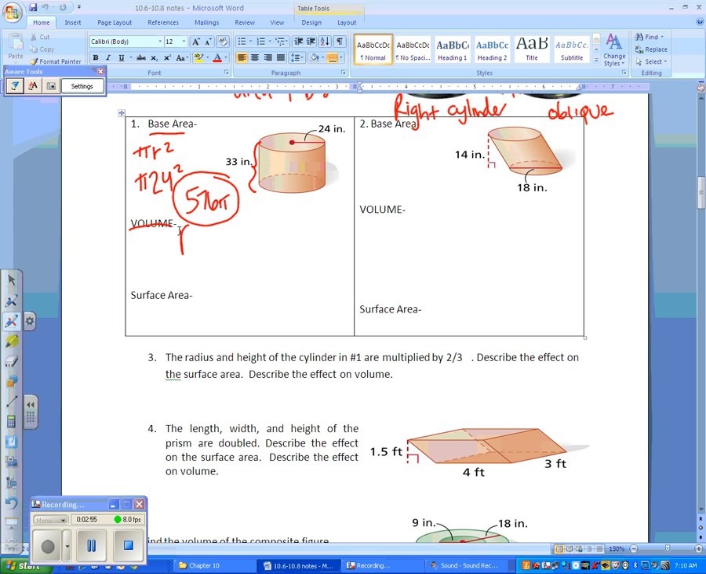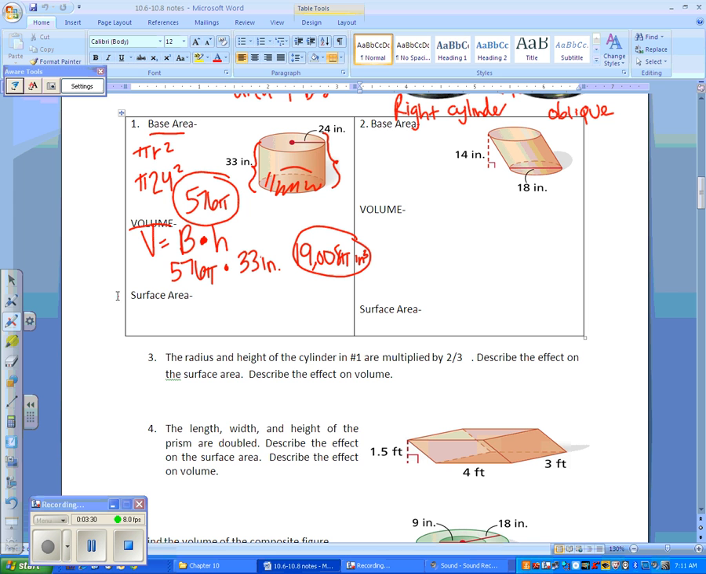So what you do is take the base area and you multiply it by the height. So you take 576 and you multiply it by the height. So you take one slice of the base, and you see how many times it fits in this 33 inches. So 576 times 33 is 19,008 pi's. That is your volume, inches cubed.